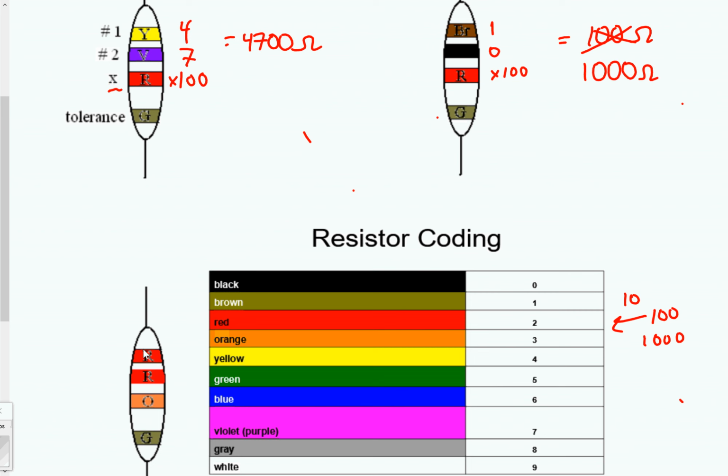Try this one on your own. Red, red, orange. So I'll pause for a second, and what you got? Red, red means 2, 2, and then orange means you would multiply by what?